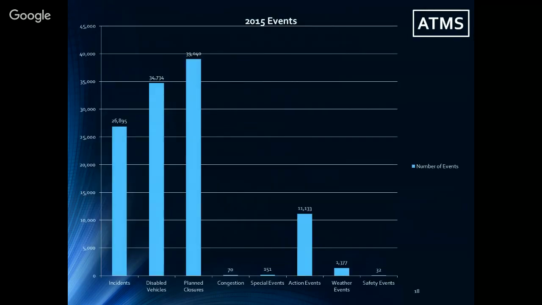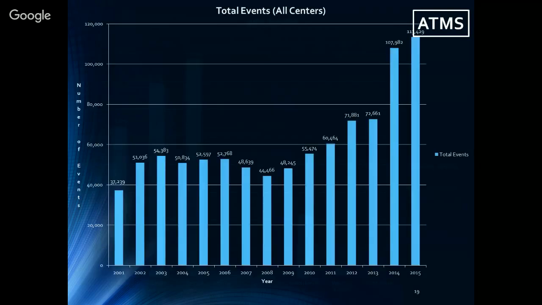Just to give you an idea of events, in 2015, we had 27,000 incidents in Maryland that we responded to through CHART. 34,000 disabled vehicles, 39,000 planned closures, 11,000 action events, there's your dead deer, and 1,300 weather events. So the kind of events we respond to in a year, it's an awful lot of response.